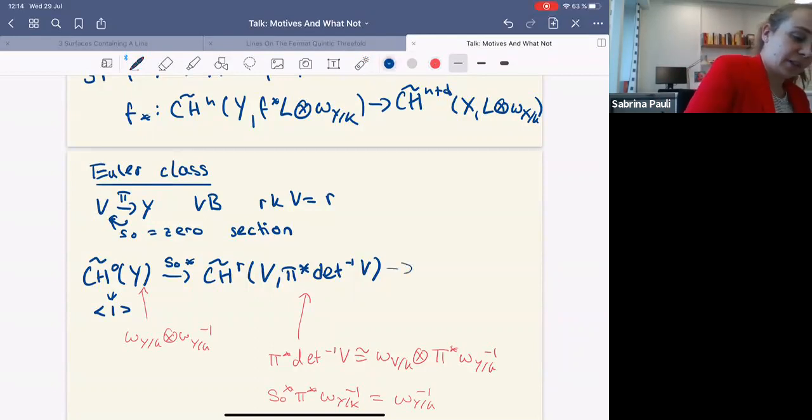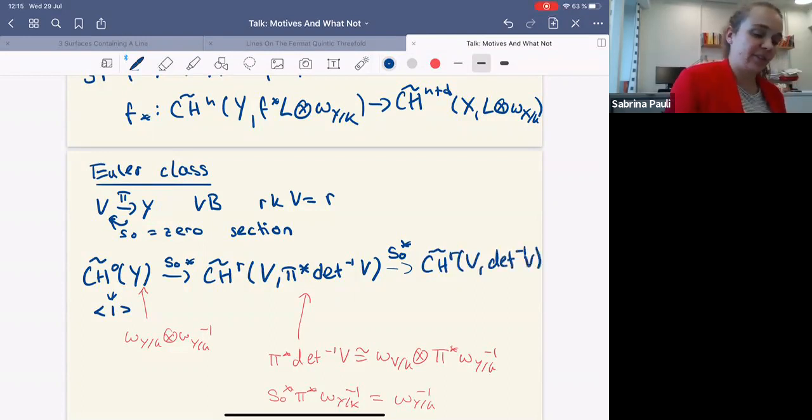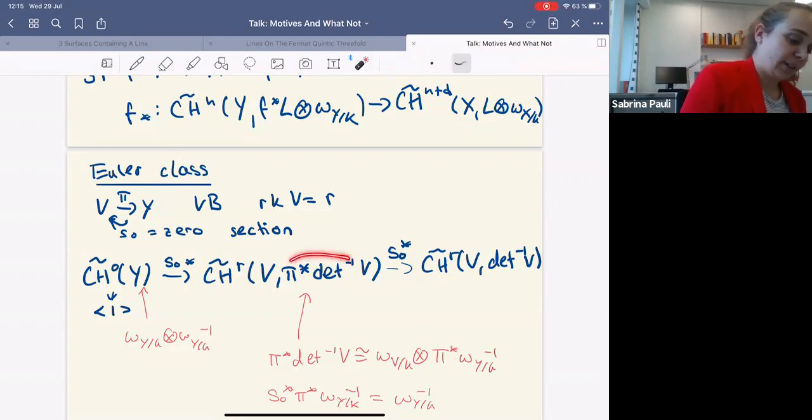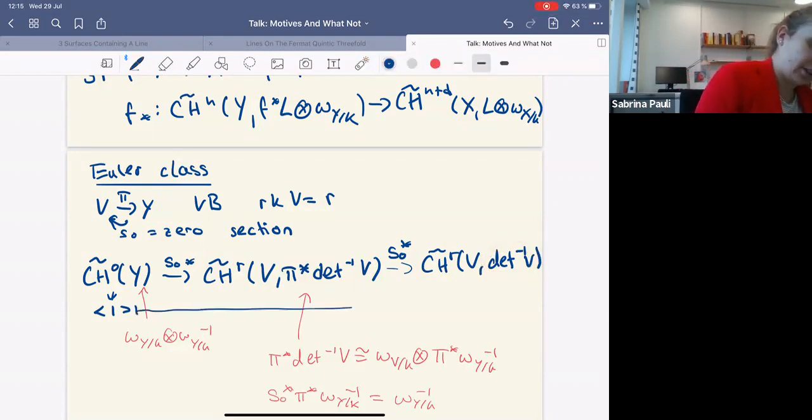And now I can pull back by the zero section, and I land in oriented Chow^r(Y, det^{-1}(V)) for a similar reason. So if I pull back this here by the zero section, I get, for the same reason, this. So this works. And I denote the image of the 1 in here by e(V), and I call it the Euler class.